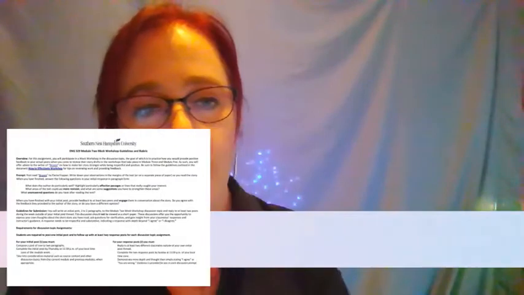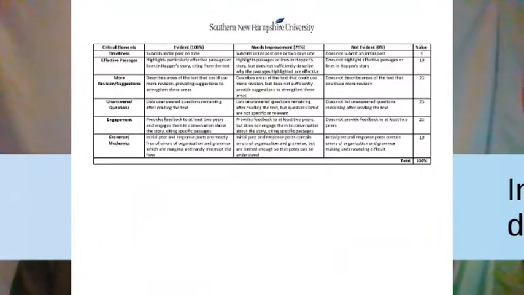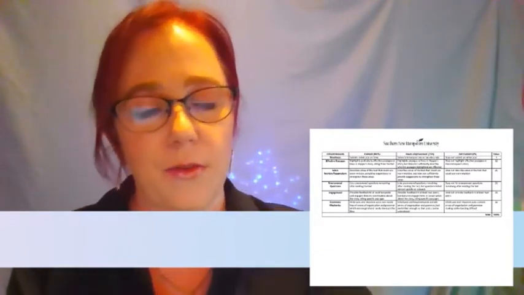And this is a good approach not only for our mock workshop, but also for when we're workshopping our peers. What questions do you have about the story? What feels incomplete or unanswered to you? And we'll look at our critical elements to make sure that we are hitting all of them. Specifically, do you include effective passages? Do you highlight particularly effective passages in the story? Do you talk about why those passages were particularly effective? Do you have actionable revisions or suggestions? Do you comment on what could be improved? And do you provide suggestions on how it can be improved?